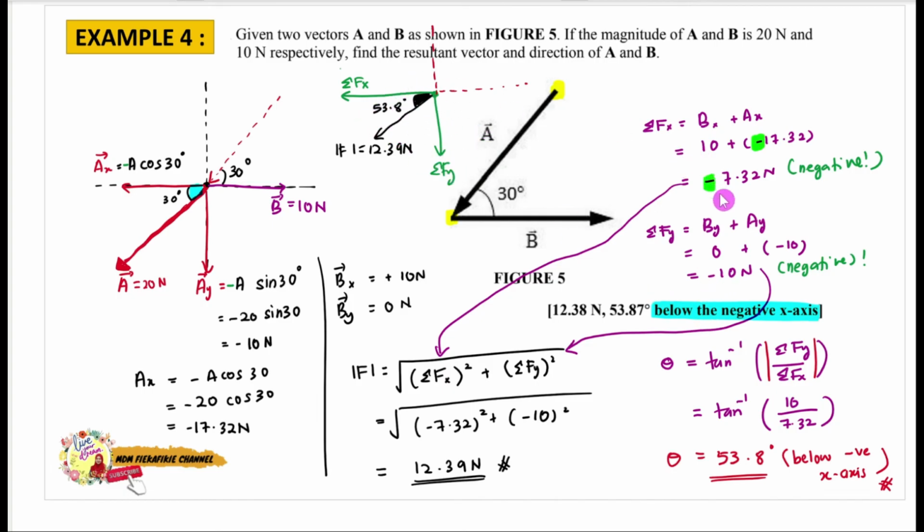Total Fx negative, the arrow is to the left. Total Fy is also negative, so the arrow is downward. So, resultant force yang kita kira tadi, 12.39 Newton, should be between total Fx and total Fy in this direction. Angle itu mesti rapat kepada x-axis. 53.8 degree, dan dia berada dekat bawah ini, okay, in quadrant 3, that means 53.8 degree below negative x-axis. Okay, so we finish discussing all the questions.